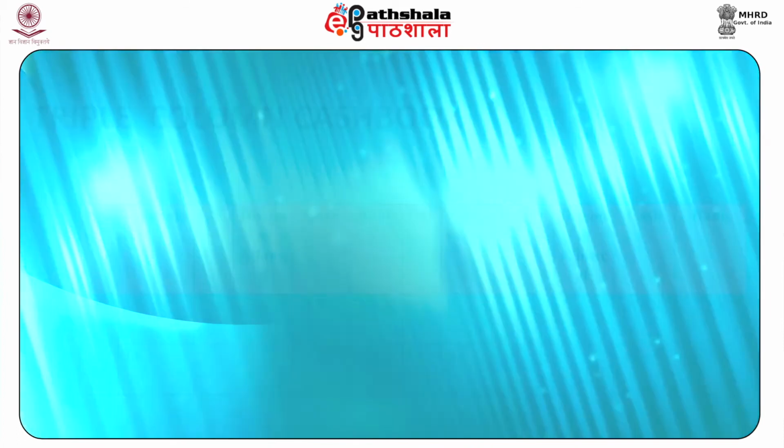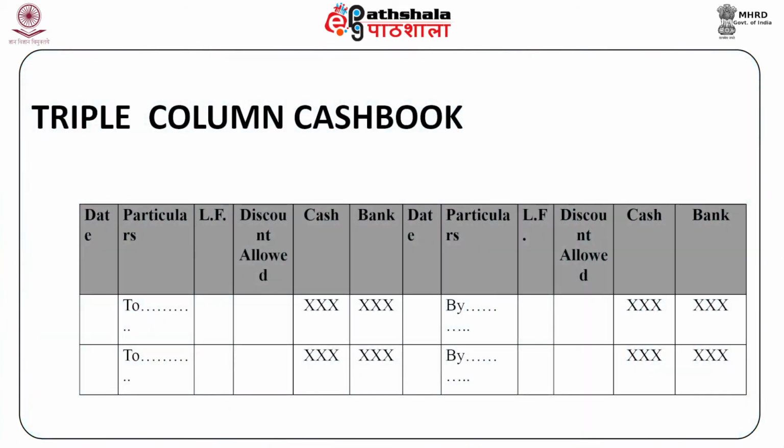Then ledger posting. There are three types of postings. Number one, cash columns. The process of ledger posting is same as is applicable in case of single column cash book. The bank columns. The process of ledger posting is same as is applicable in case of single column cash book. The third one is discount columns. The total of debit side of the discount column is posted to the debit of discount allowed account. Similarly, the total of credit side of discount column is posted to the credit side of the discount received account.